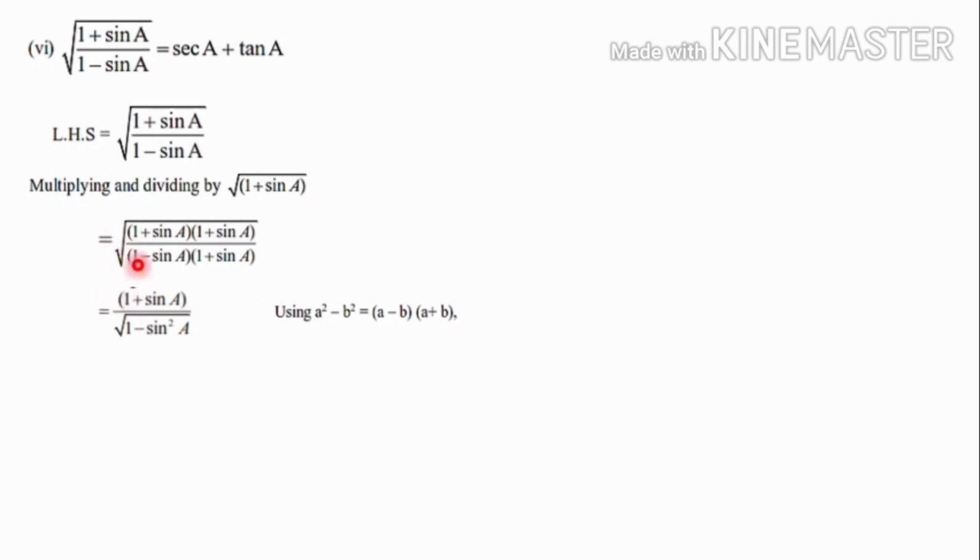In the denominator the square root will be there, but it is a minus b into a plus b, that is a square minus b square, that is 1 minus sin square a. In the denominator also we can easily remove the square root. That is 1 plus sin a divided by root of 1 minus sin square a. We know that it is cos square a by using identities. That is 1 plus sin a over root cos square a. Square root and square cancelled, then we will be getting cos a. That is 1 plus sin a by cos a.